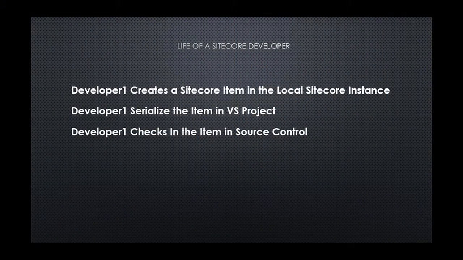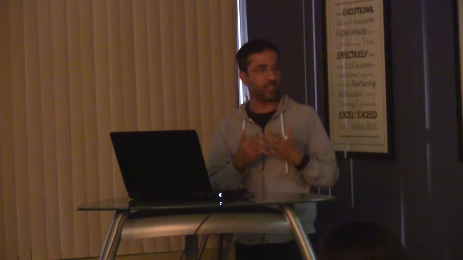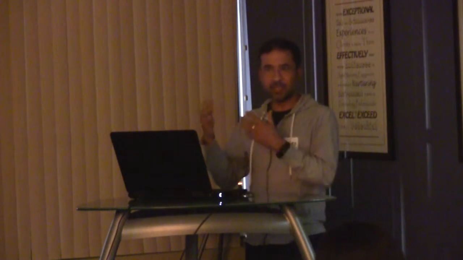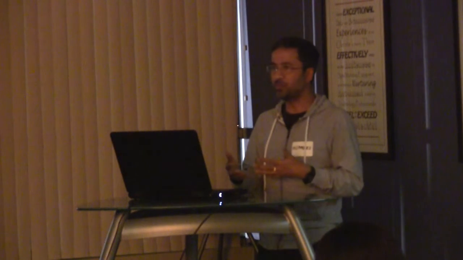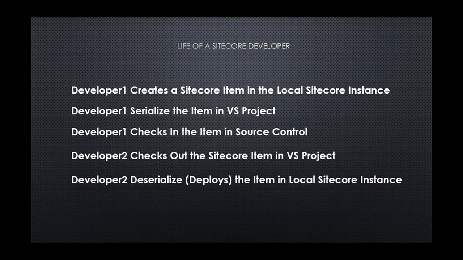Developer checks in the item in the source control. Once the item is in Visual Studio and everything is fine, the item is a file. They will check that file in the source control. Now, developer 2 comes and checks out the Sitecore item from the project. They check out the latest and get that item in their project, right? And then they deploy that item in their local instance. They deserialize that item from their project to their local instance.